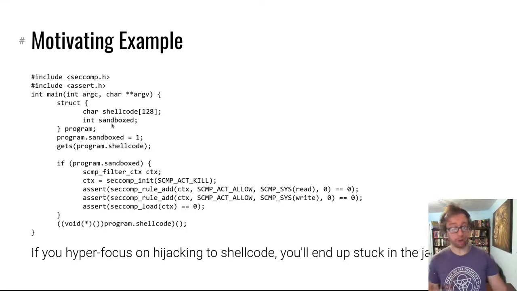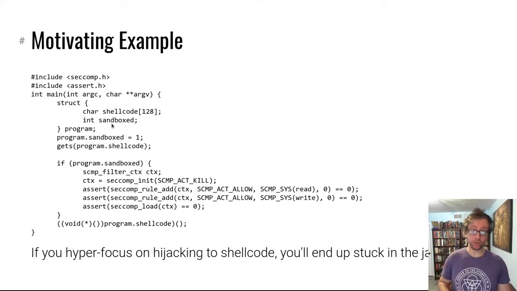Memory corruption does not always lead to control execution, code execution directly. In this case, the program already gave you code execution, but you needed to use a memory corruption vulnerability together with that code execution to actually disable the sandbox and get the flag.